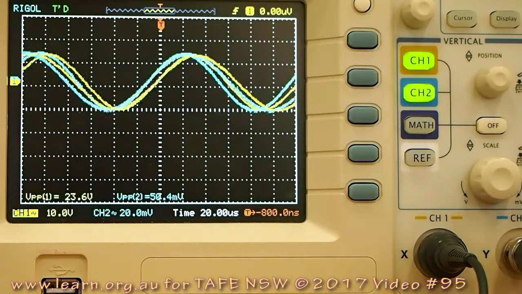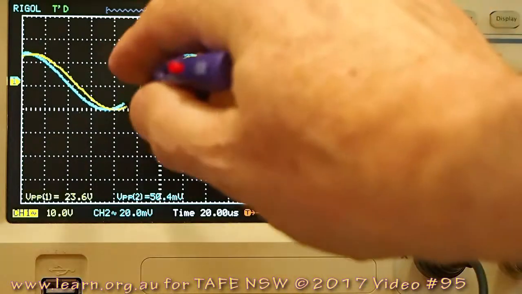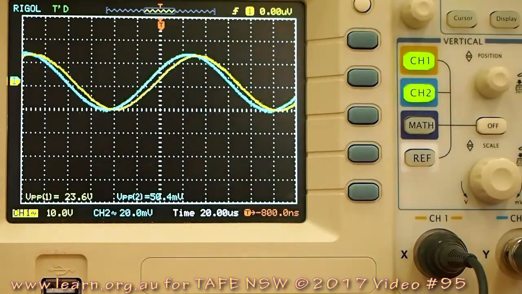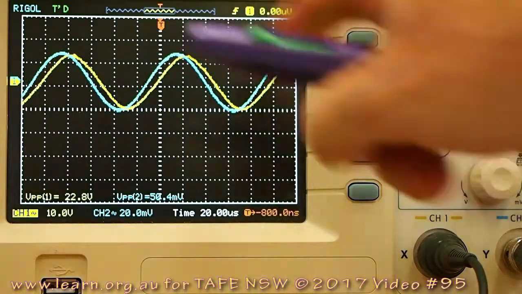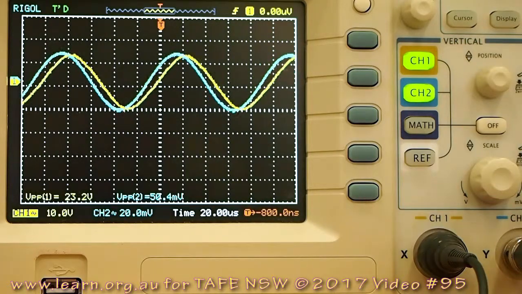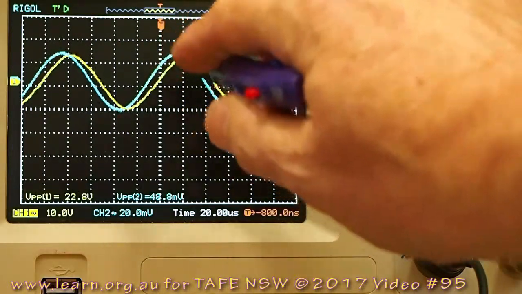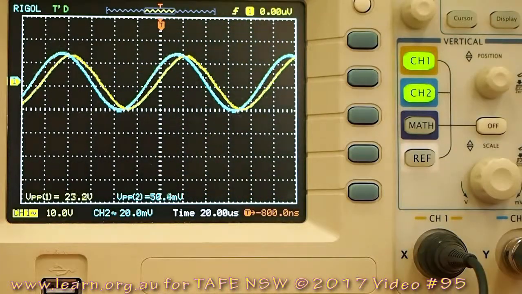I'll come back down to 7 kilohertz. And of course we've got a perfect signal. I can't see any distortion there at 7 kilohertz. I reckon I could see it with the naked eye probably from about 10 kilohertz. I'd say 10 to 11 kilohertz. I can see that I'm starting to get some crook looking signal there on the output already.